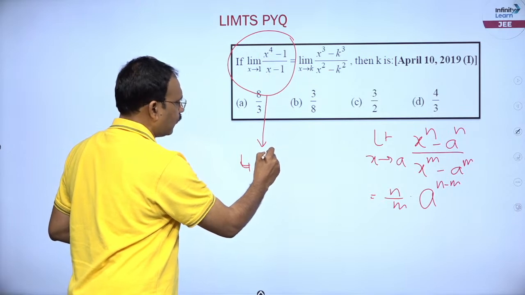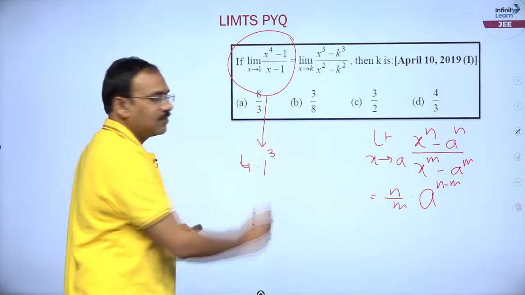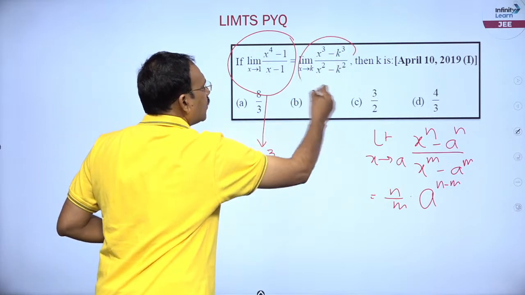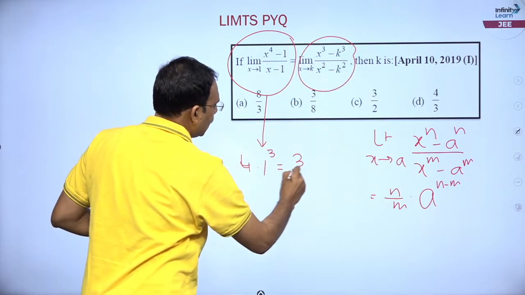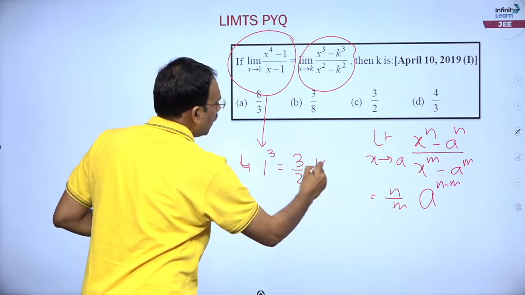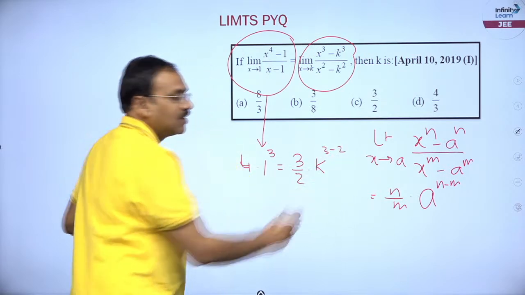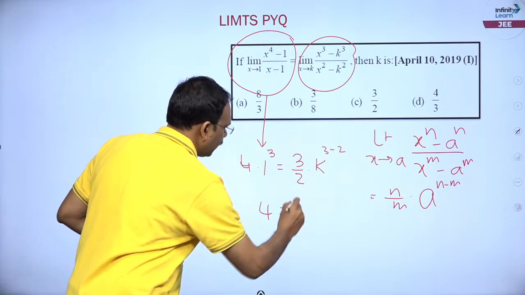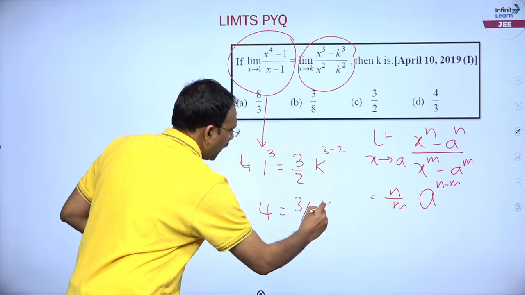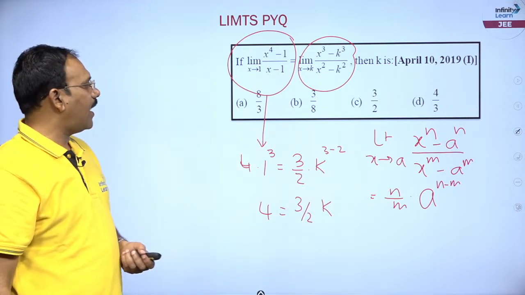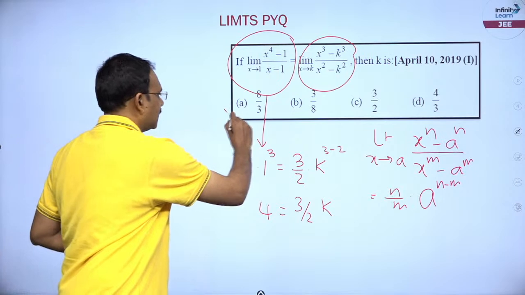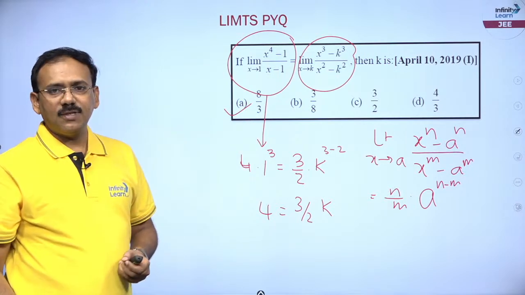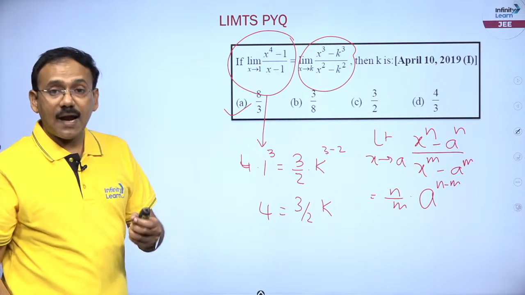So of course 4 minus 1, I can say 3, is equal to, you see, the same formula you apply here, 3 by 2 into k to the power of 3 minus 2. It's a standard formula I have applied, which is, 4 is 3 by 2 into k. So k is going to be 8 by 3, that is the answer. That's it. So most of the times in limits we get a standard one.